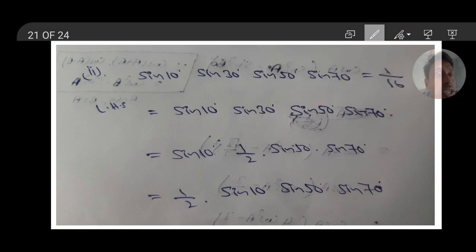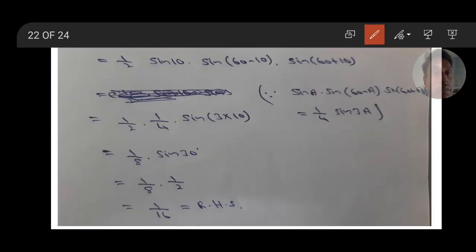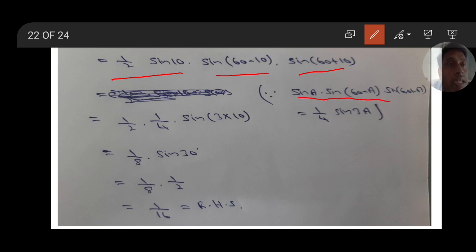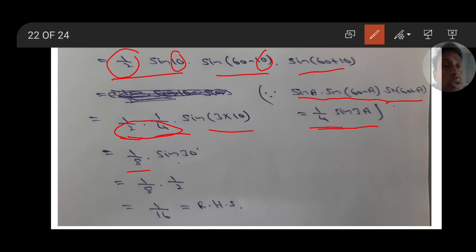Okay. In the next step, 1 by 2 into sin 10 degrees, sin 50 means sin(60 minus 10), 70 means sin(60 plus 10). So we have the formula sin A, sin(60 minus A), sin(60 plus A) equal to 1 by 4 sin 3A. A means what here? 10 degrees. So 1 by 2 as it is, 1 by 4 into sin 3 into 10. So 1 by 2 into 1 by 4 is 1 by 8 into sin 30. What is the sin 30 value? 1 by 2. So 1 by 8 into 1 by 2 is 1 by 16. Okay.